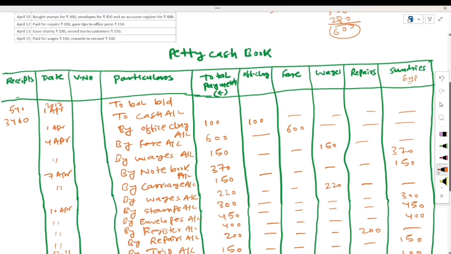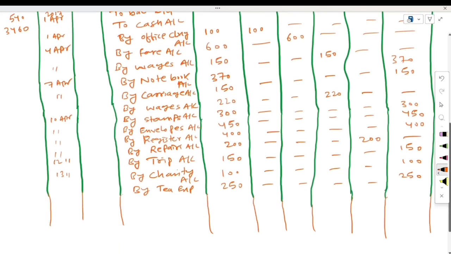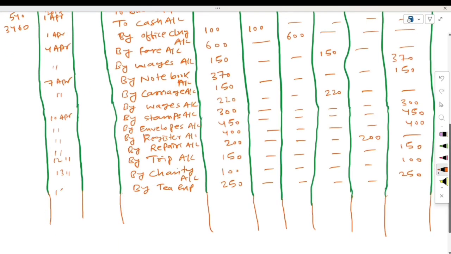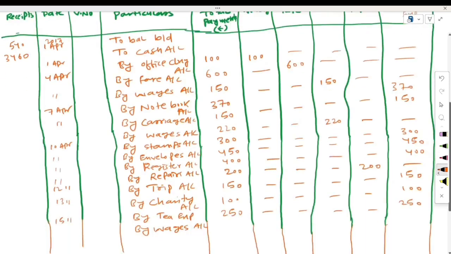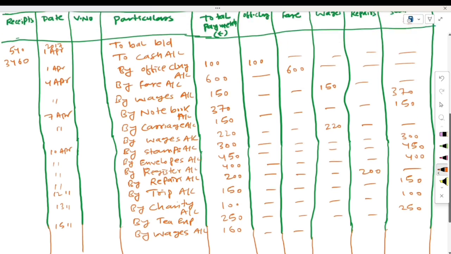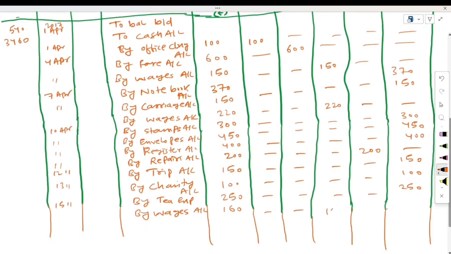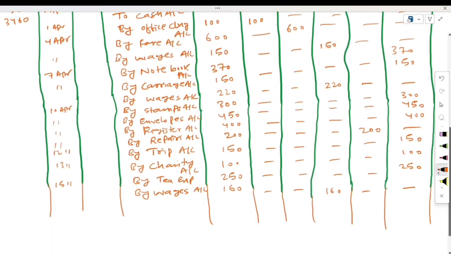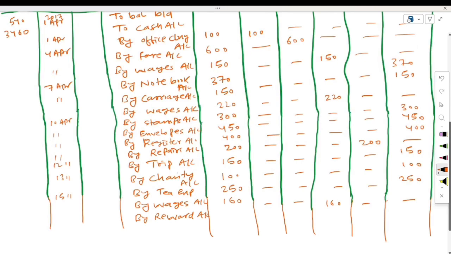And at last, on 15th April, paid for wages 160 and reward to servant 100. By wages account on 15th April, how much was the wages? 160, which goes in the wages column, 160 here. And at last, reward to servant, by reward account, how much is the reward amount? 100.